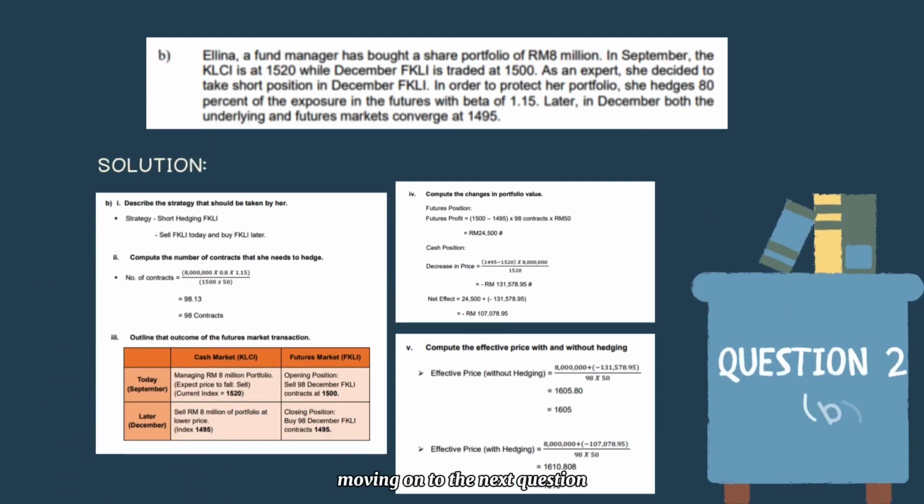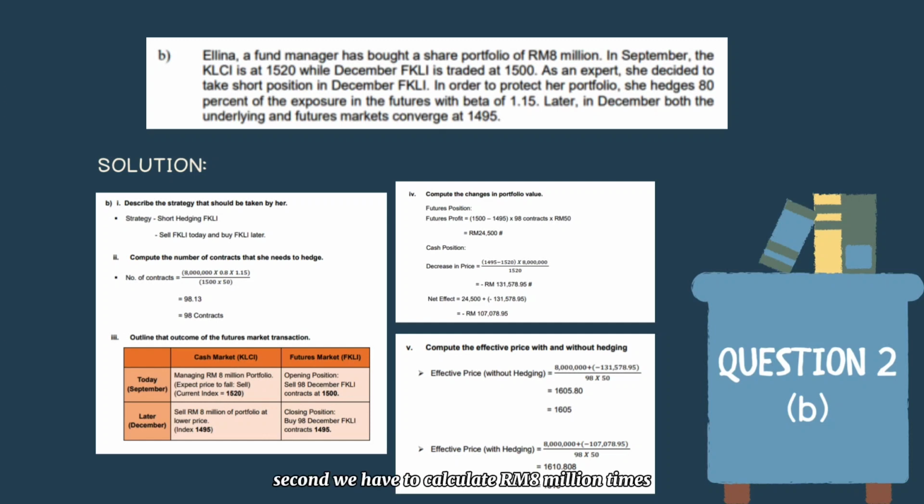Moving on to the next question, which is question 2B. This question is related to short hedge selling in FKLI. To make a solution about this question, first, we need to find the strategy that should be taken by Elena. Here we have to use short hedge FKLI, sell FKLI today and buy FKLI later.